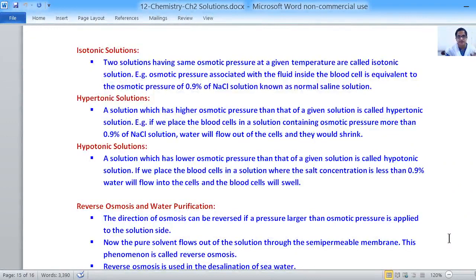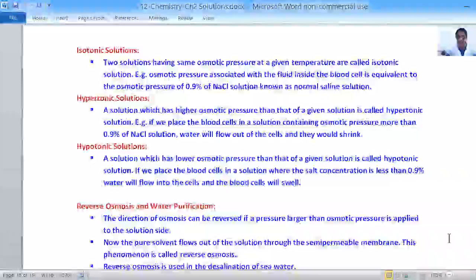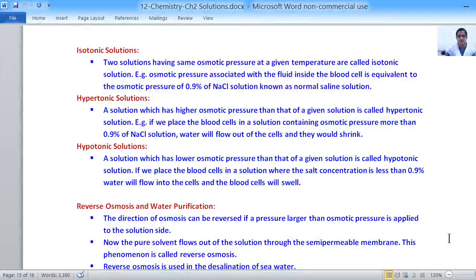Now, for intravenous injections, normal saline will be given. The strength of the normal saline will be 0.9%, because if that 0.9% NaCl is injected, our blood cells will remain intact and nothing will happen to them, and so it is safe to inject this 0.9% NaCl solution, that is normal saline solution.